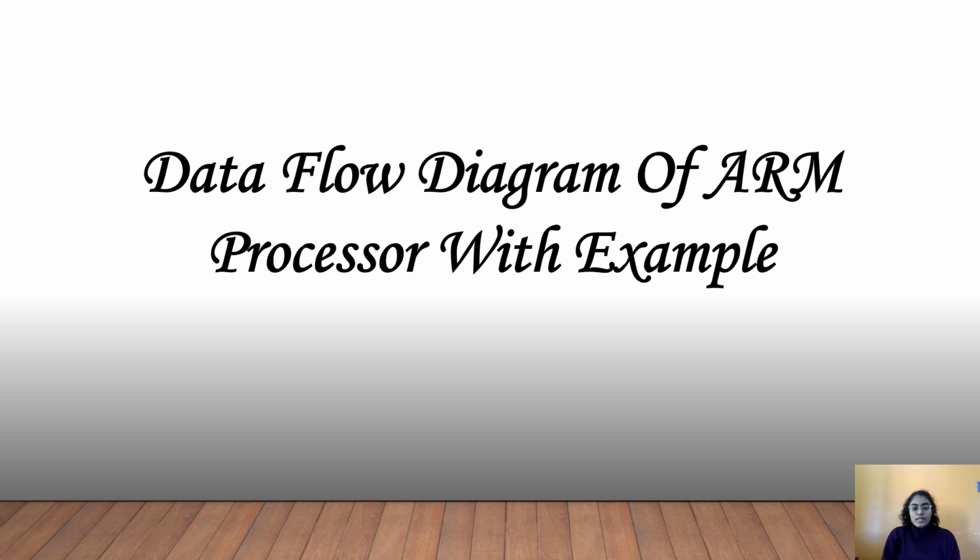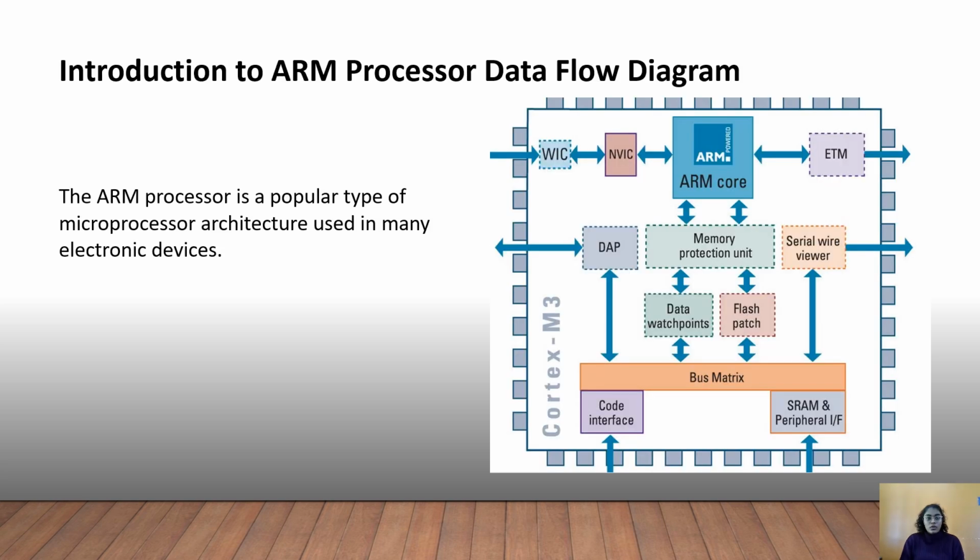Today I am here to discuss the data flow diagram of ARM processor with example. Now let us discuss the introduction of the ARM processor data flow diagram. So here you can see the ARM processor data flow diagram. First, let us discuss this diagram. The ARM processor is a popular type of microprocessor architecture used in many electronic devices. ARM stands for Advanced RISC Machine.